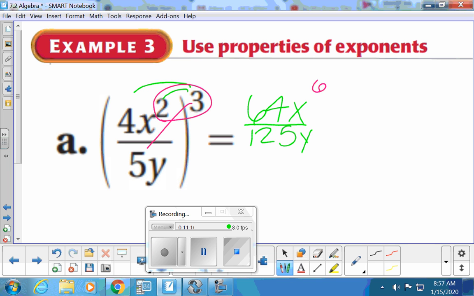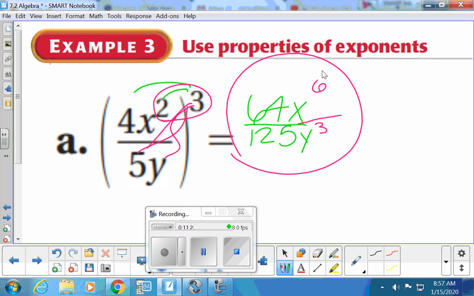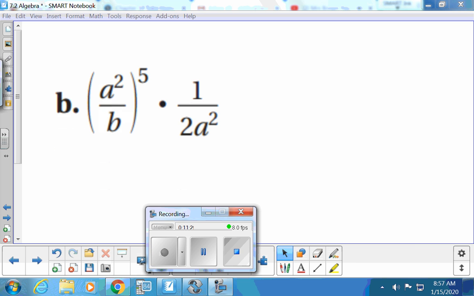Exponent rules: power to a power means multiply. And then 5 to the 3rd would be 5 times 5 times 5. And then this should be y to the 3rd. So I think we're all fixed now. With these, there are so many tiny places to make mistakes. You've got to be careful. We're going to give this a try and see how it goes.